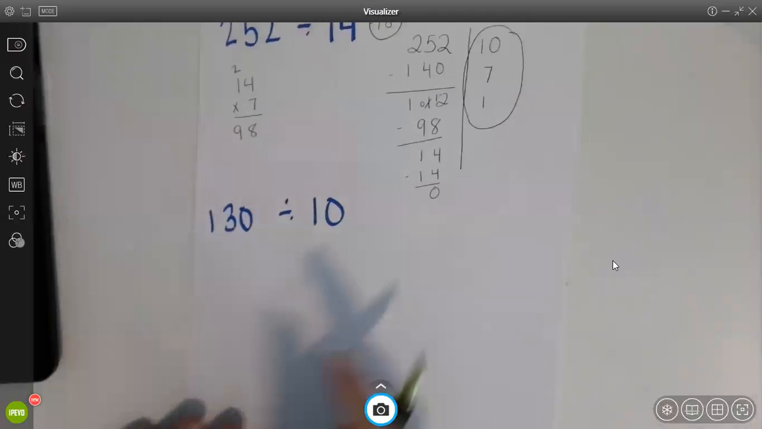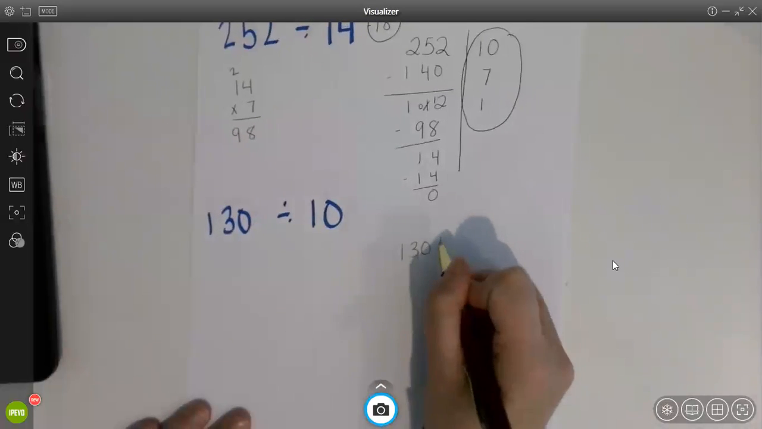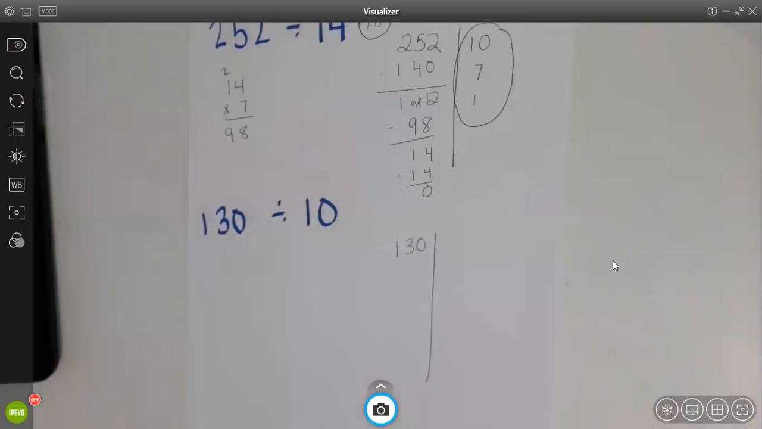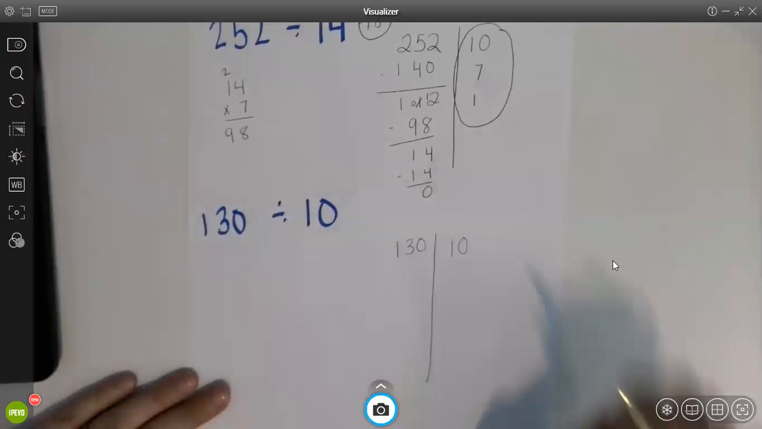Now this one here, 130 divided by 10, so I'm going to put the 130 over here. Now, some of you might get this one super quick, and you might be able to say how many 10s are in 130, because 10s are pretty easy to count by. But let's say that I didn't know that. Remember, starting with 10 is always a good place to start if you can. 10 times 10 is 100, so it would work because it's smaller than this. So I'll put the 10 over here.